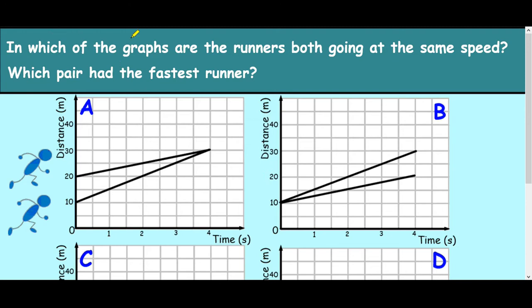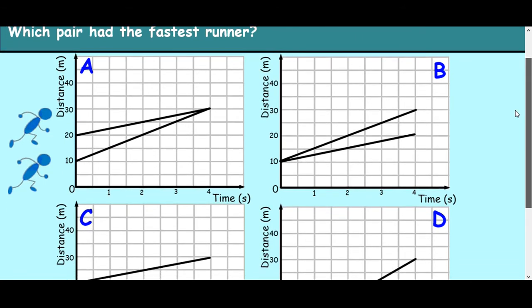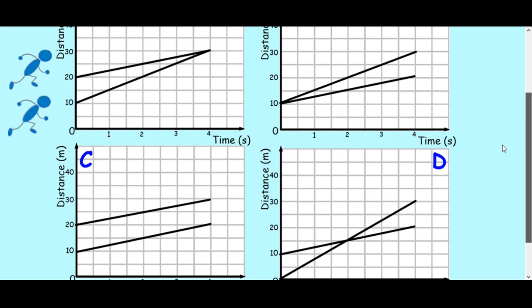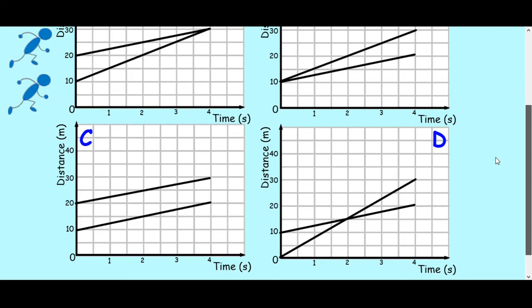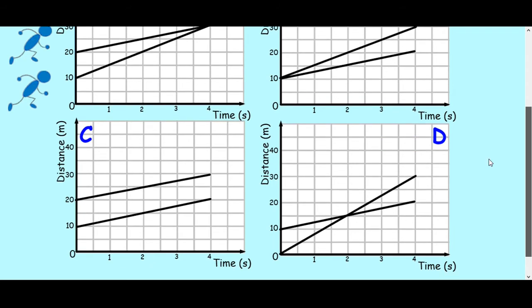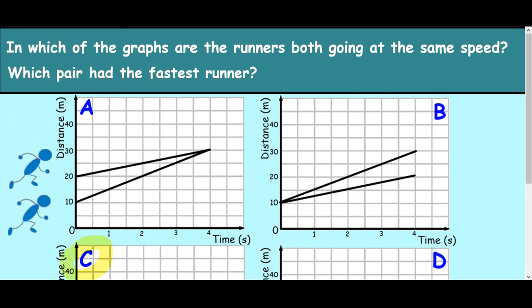Okay, next question. In which of the graphs are the runners both going at the same speed? There's two questions here, I suppose. Which pair had the fastest runner? So in which of the graphs are the runners both going at the same speed? A, B, C, or D? If they were going at the same speed, then the lines must be the same steepness or must have the same gradient. Another way to look at it, they could be parallel lines, these ones here. So that is the one there, that the runners are going at the same speed.